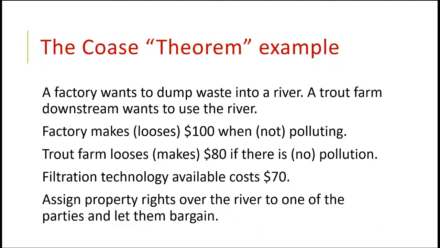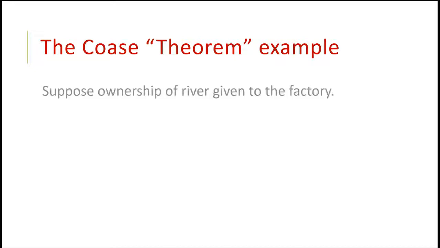But Coase says no. What we'll do is assign property rights over the river to one of the parties, and then we can simply let them bargain. Let's suppose that the ownership of the river is given to the factory. You might say, well, that's not very fair, but let's say that's what happens. The government does that, or a court decides to award ownership to the factory.